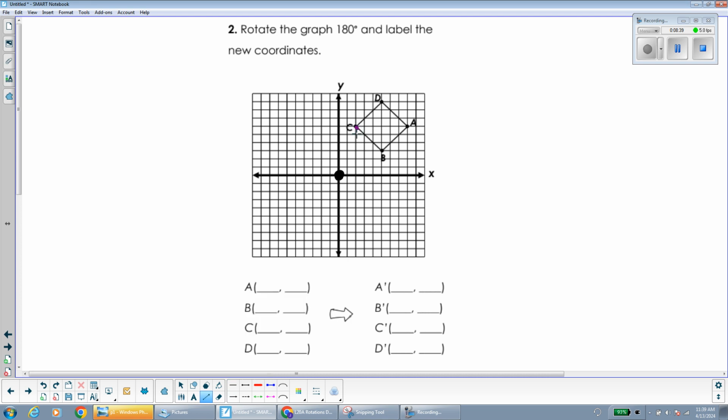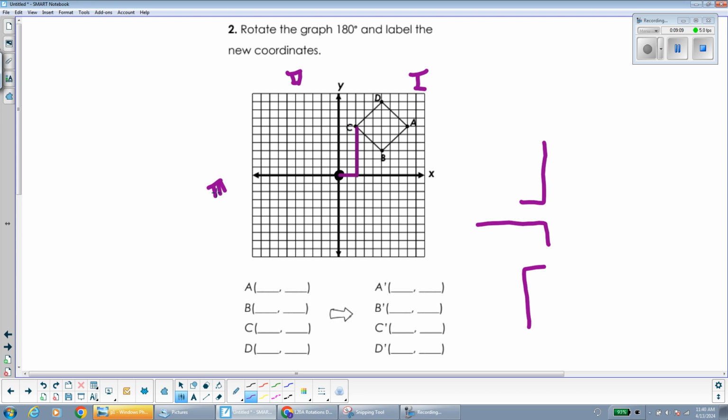I'm going to start with point C. I just picked that one to start with. Our L shape looks like this. So I'm going to imagine turning it twice, 90 degrees and then 180 degrees. So 90 degrees, 180 degrees. And our original figure is in quadrant 1. So our rotated figure should end up in quadrant 3.